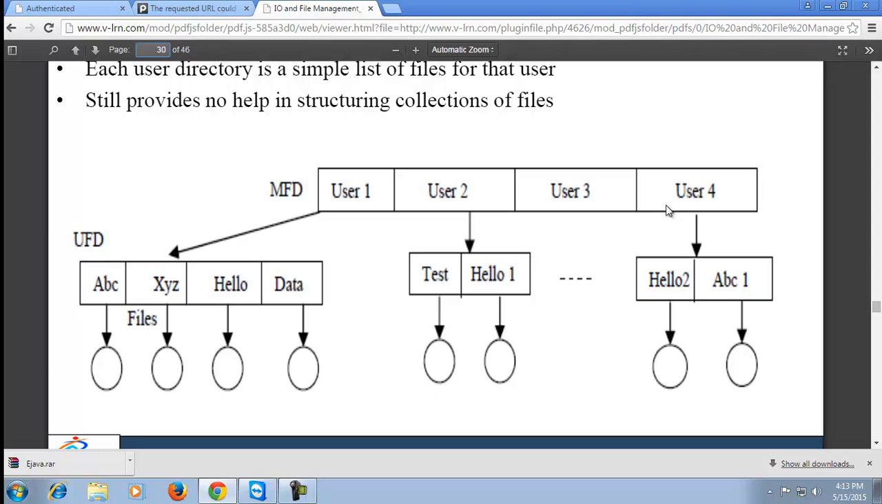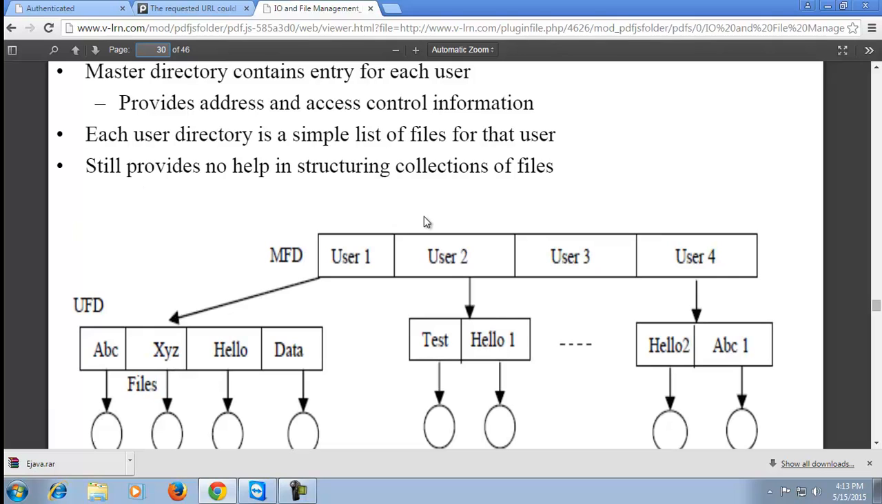In the same manner we have the number of users, the number of directories, and the number of files in every level. So it still provides no help in structuring collections of files, but references the number of files and directories in respect of the number of users, and represents the creation of the users level at a particular file system at a particular directory level.